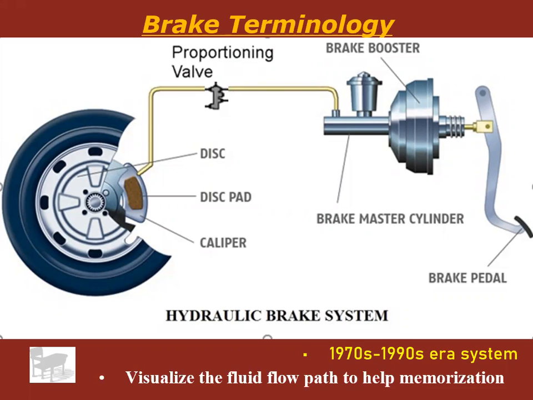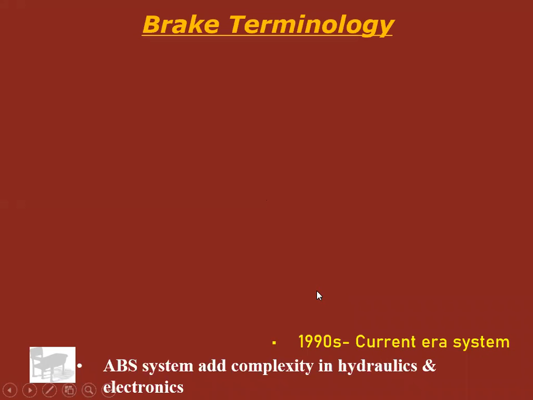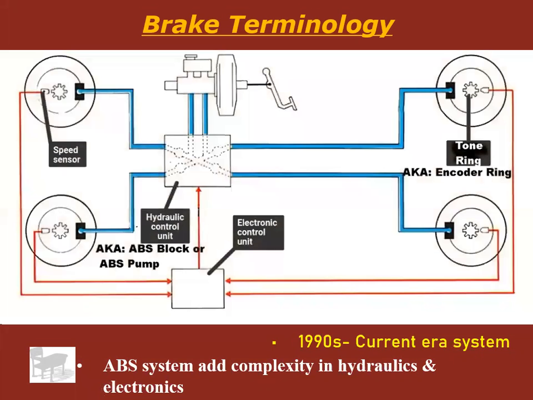So you jump from the 90s to now, and it's gotten crazy. Now we've added ABS, or anti-lock brakes, or anti-lock braking system. In an ABS system, you've got the same stuff we talked about earlier, but the proportioning valve is typically gone. Not always, but it's typically gone. And now we've got in its place a hydraulic control unit, also called an ABS block or an ABS pump.